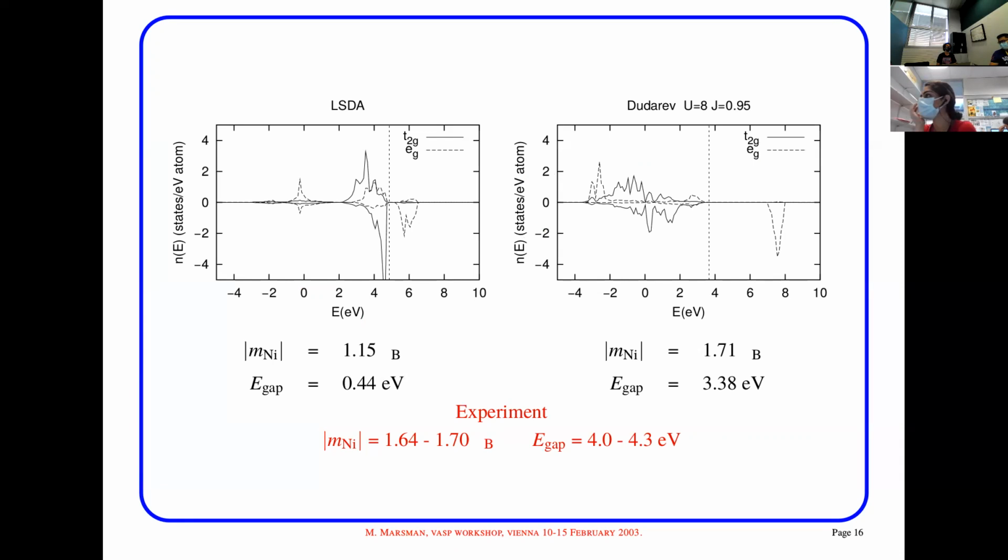But be aware that this is something that you should always do with DFT. Whenever you model something with DFT, you always need to check that what you're simulating agrees with experimental values. Because if it doesn't agree, then it doesn't make sense to simulate, because you are simulating something that is not real. Okay? Good.